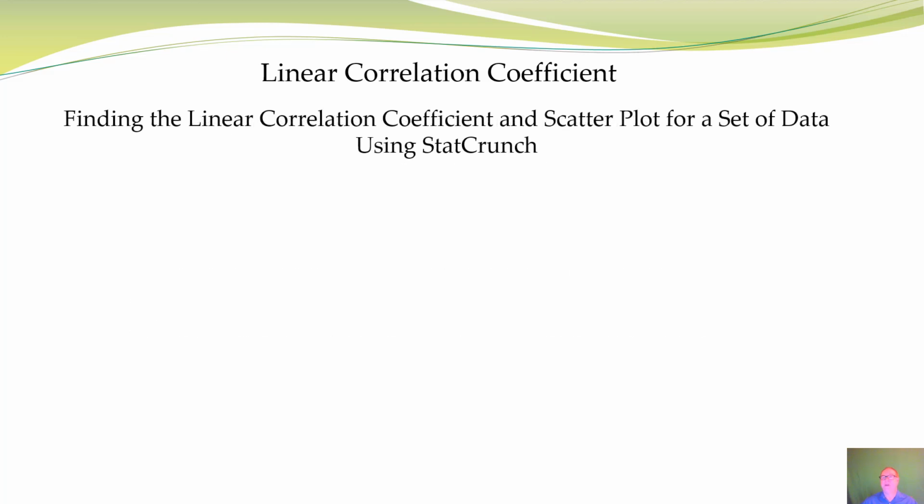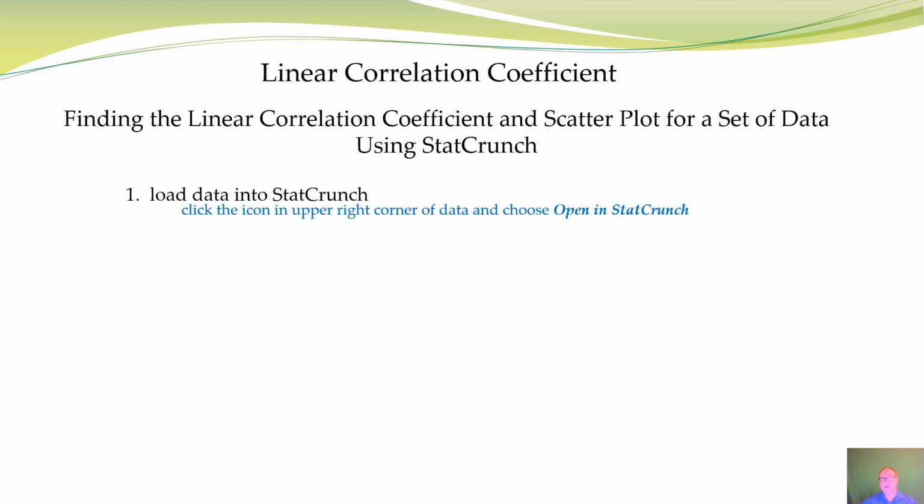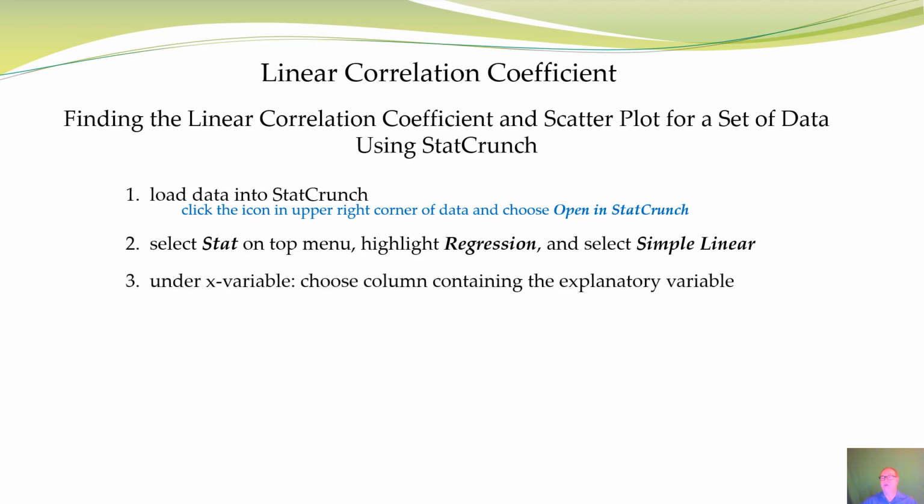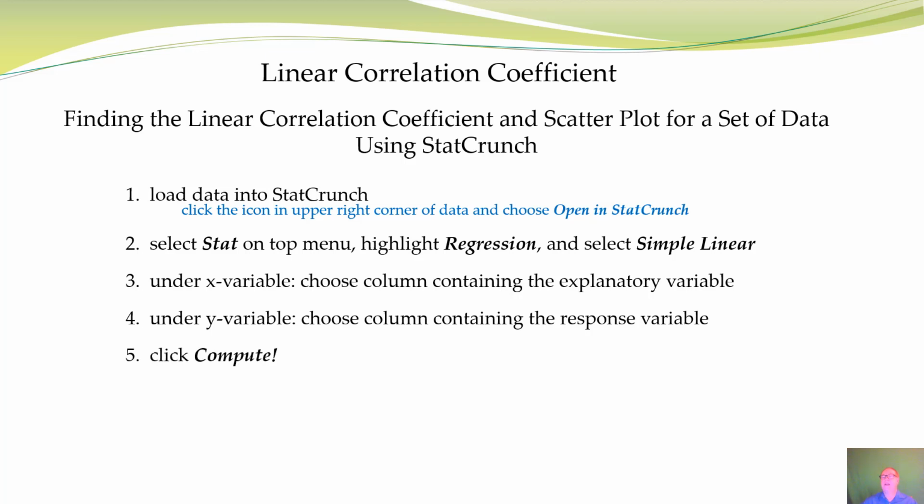Now, finding the linear correlation coefficient and scatter plot for a set of data using StatCrunch. We're going to load the data into StatCrunch, clicking the icon in the upper right corner of the data and choosing Open in StatCrunch. Now we're going to select Stat on the top menu, highlight Regression this time, and select Simple Linear. Under the X variable, choose the column containing the explanatory variable. Under Y variable, choose the column containing the response variable. Click Compute.